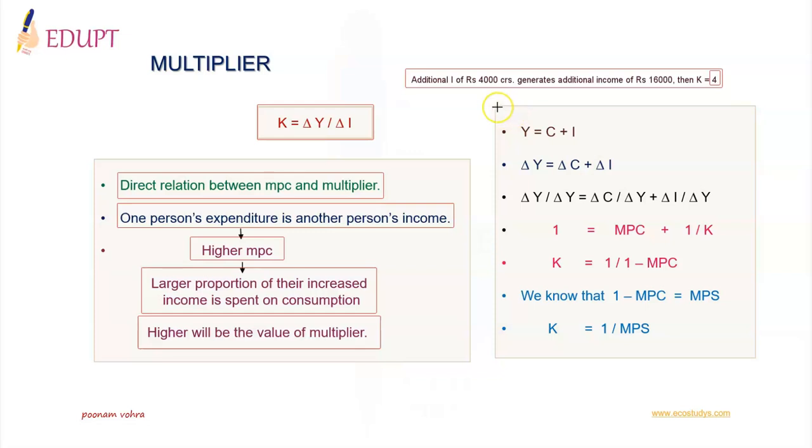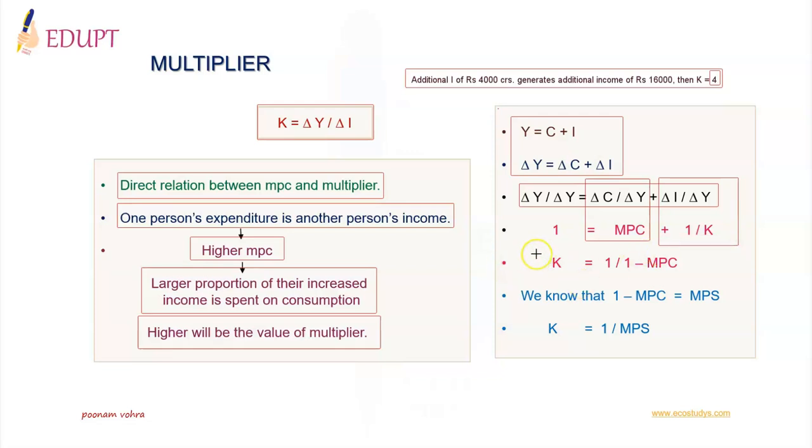Here is an algebraic explanation of the relationship between multiplier and MPS or MPC. Y is equal to C plus I, everyone knows that. Delta Y would be equal to delta C plus delta I. Now dividing by delta Y on both sides, one gets delta Y by delta Y is equal to delta C by delta Y plus delta I divided by delta Y. This is nothing but 1 is equal to delta C by delta Y, which is MPC, plus delta I by delta Y, which is 1 by K.